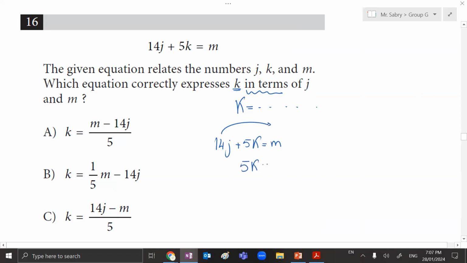So I have 5k equals m minus 14j. Then I want to remove the 5, so it goes to the other side by division, so k equals m minus 14j and all is divided by 5. When you look at the choices, it is A clearly. Also an easy question, I'd say.